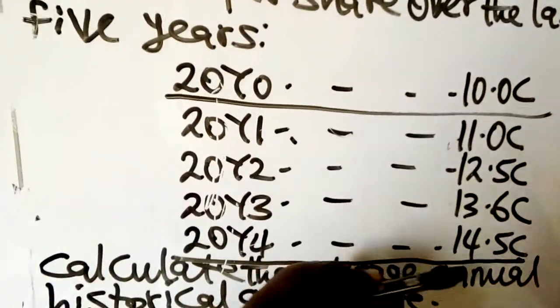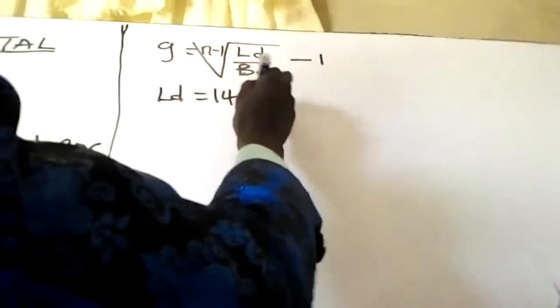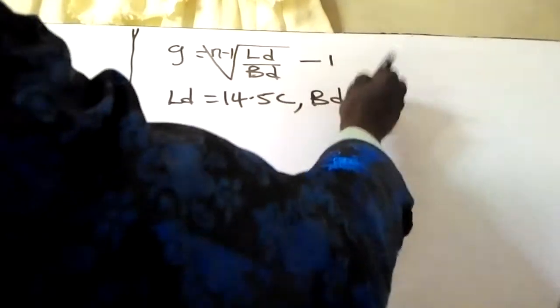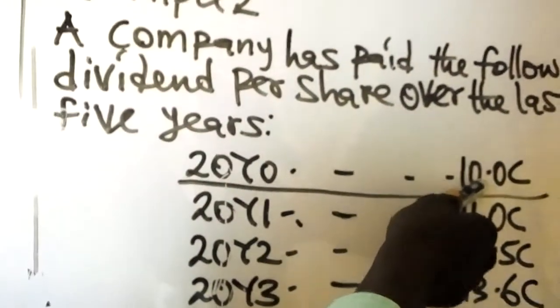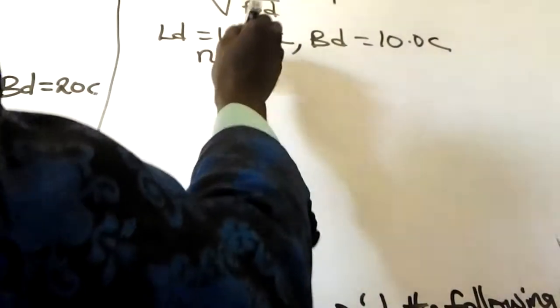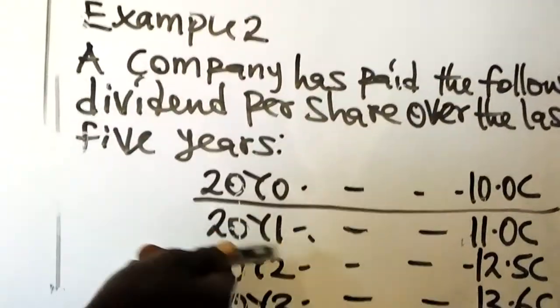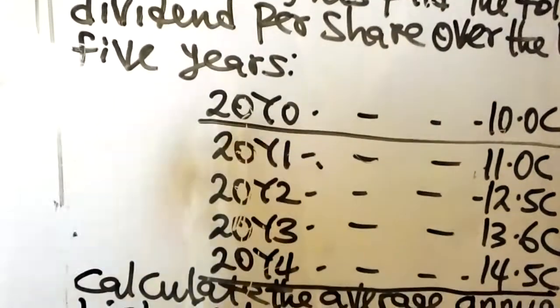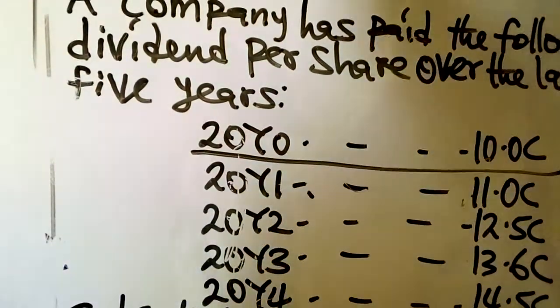So now, the current dividend, the latest dividend, is 14.5 cents. The base dividend is 10.0 cents, and N is 5. N: 1, 2, 3, 4, 5. 5 years. That's how I got N to be 5.